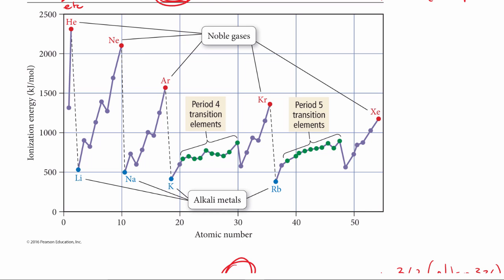I'll give you a hint. If you're having trouble comparing the trends, ask yourself, how do the trends compare to the atomic radii? There's your hint. How do the trends you just observed compare to the atomic radii? How do the trends of ionization energy compare to the atomic radii?